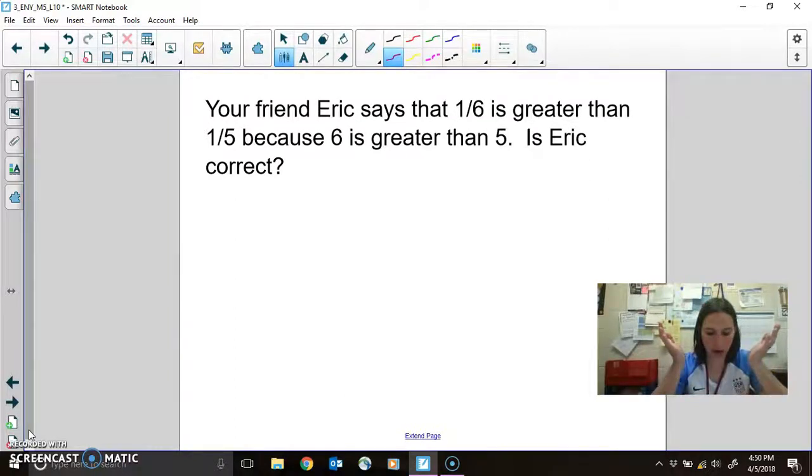Is Eric correct? Use words and pictures to explain what happens to the size of a unit fraction when the number of parts gets larger. We wrote that in our notebooks. If we have more pieces, what happens to the size of the piece?